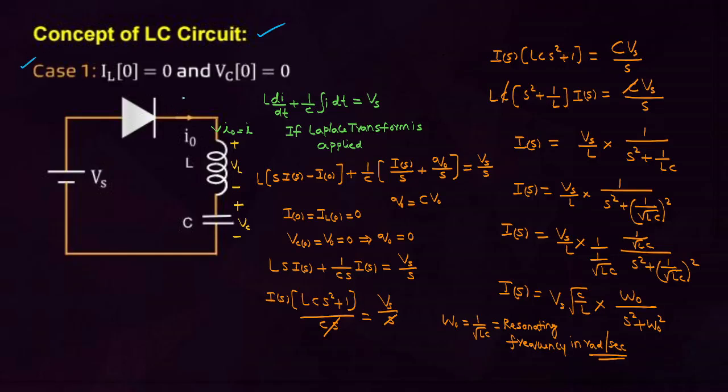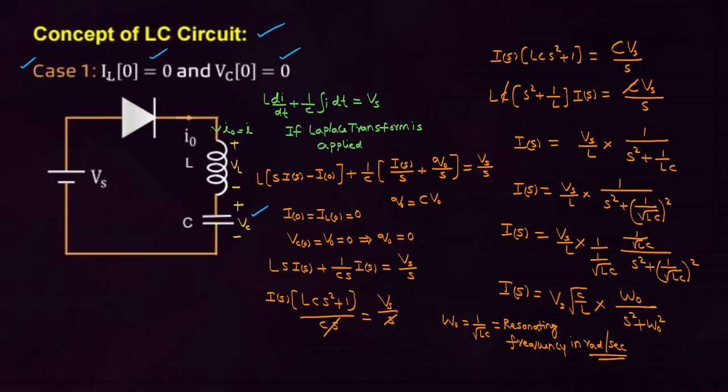In case 1, let us assume that the initial current in the inductor is 0. Initial voltage across the capacitor is also 0. This is the derivation part. From a quick revision point of view, we need to concentrate on the derivation. Mainly you have to concentrate on the final formulas. What is the current through the LC circuit? What is the voltage across the capacitor? These two formulas are very important.